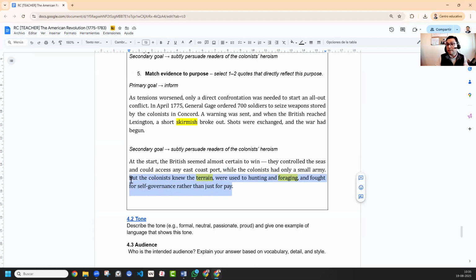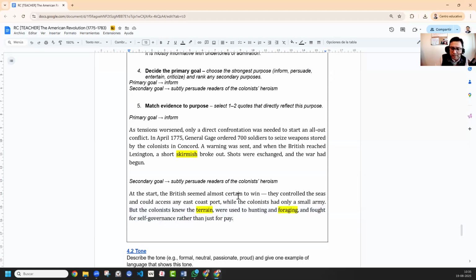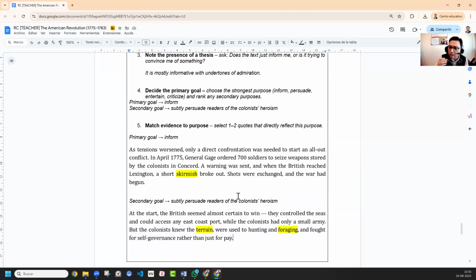Also, despite being the smaller side in this conflict, they knew the terrain, they were used to it, so they had a series of skills that made them, yes, a good rival for this great superpower that was the British Army. Okay, so we have all the elements there. Now we're ready to write an answer that takes all of this into account. So let's see.